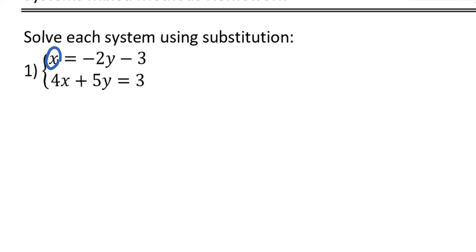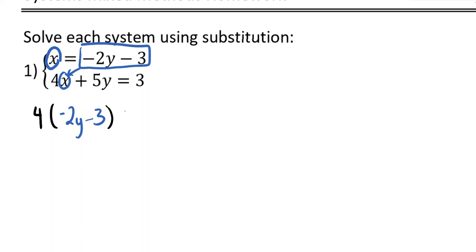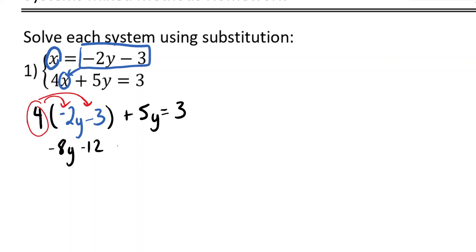So whatever you have here that's x, you're going to find x in the other equation, and you're going to sub in what x is equal to. So that negative 2y minus 3 is going to go in x's place. So you'll get 4 times, instead of x, we're going to put in negative 2y minus 3. We're going to close our parentheses, and then bring the rest down. Plus 5y equals 3. Then we simplify and solve. The 4 gets distributed to both these, and we'll get negative 8y minus 12 plus 5y equals 3.